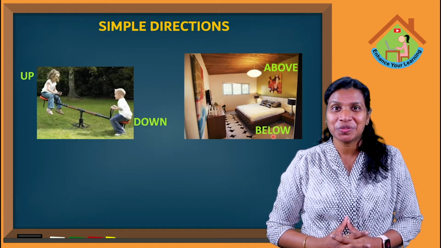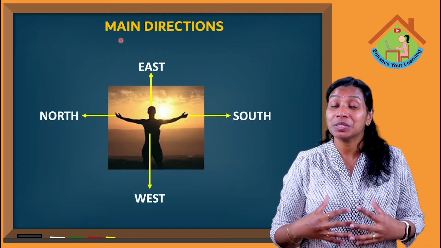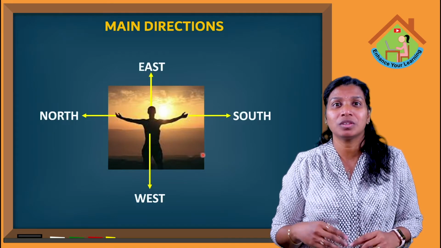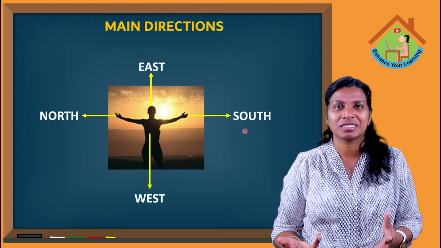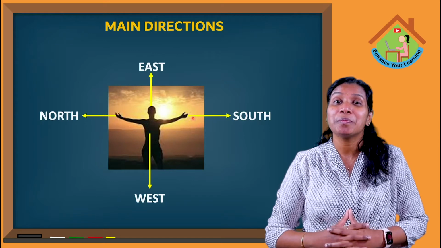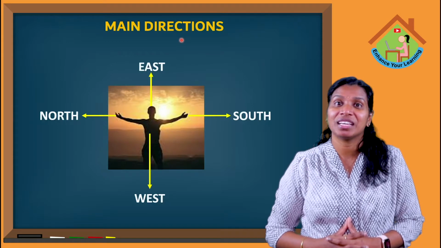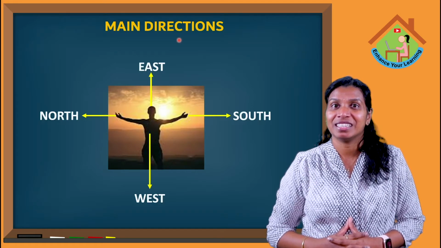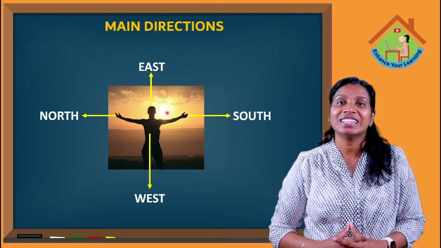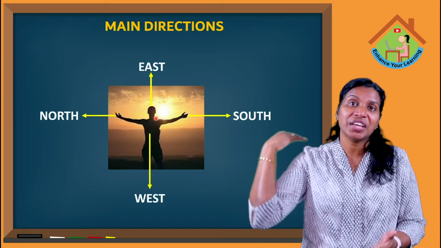Next we will move on to main directions. In many places people might have used terms like north, west, east, south. What are these north, west, east, south? You know? Yes, these are all called main directions. So how can we identify these main directions? There is a simple way. Where does the sun rise? The sun rises in the east and sets in the west.